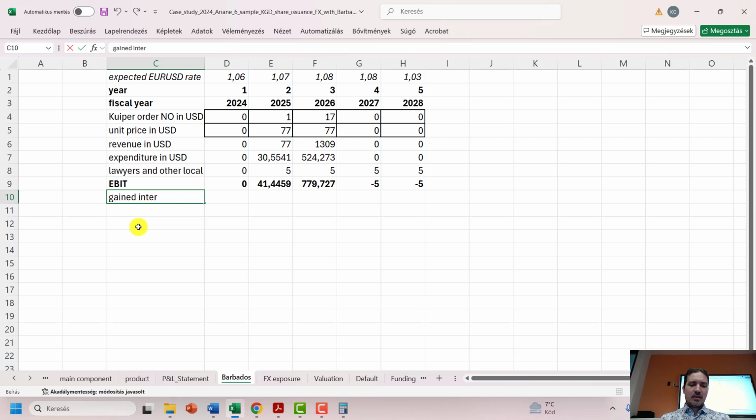Then in interest, we must calibrate this one, so we have to define the interest rate, and after that we can say profit before tax, CIT in Barbados, which is 9%, and then profit of the year. And after that we should also define that this is the US government bonds.